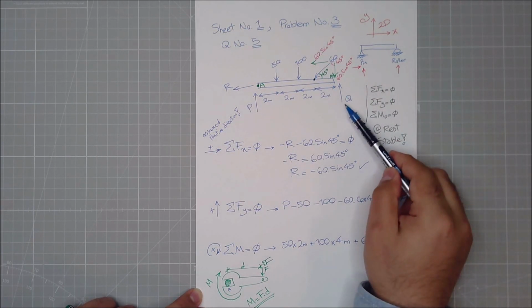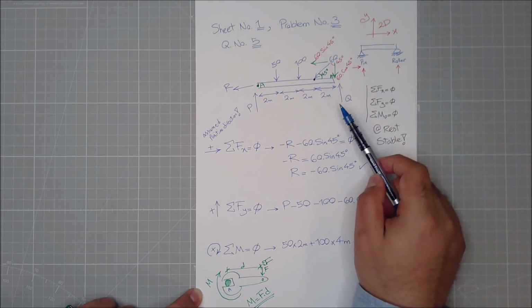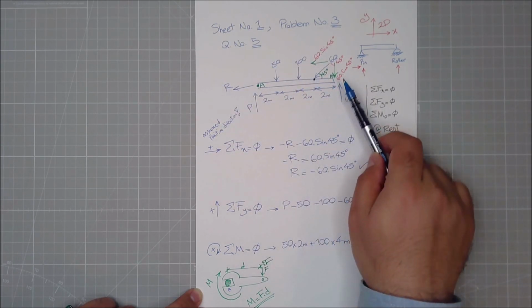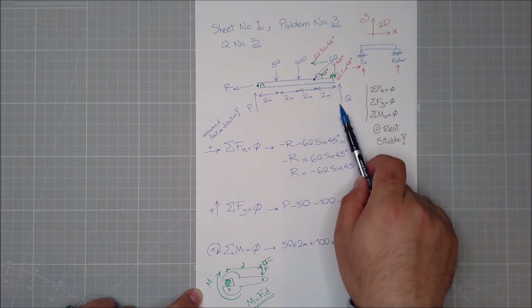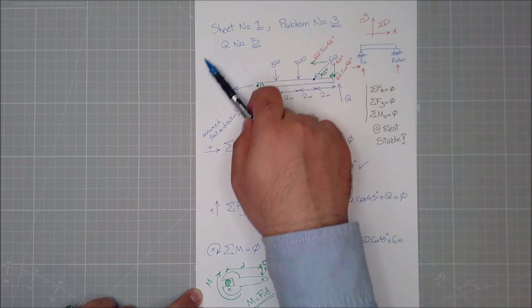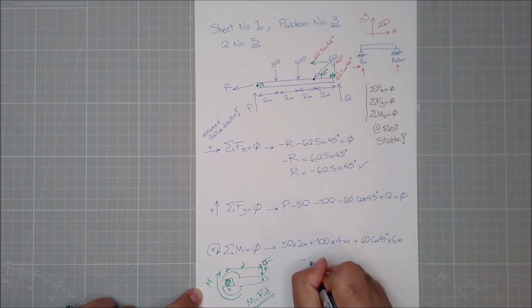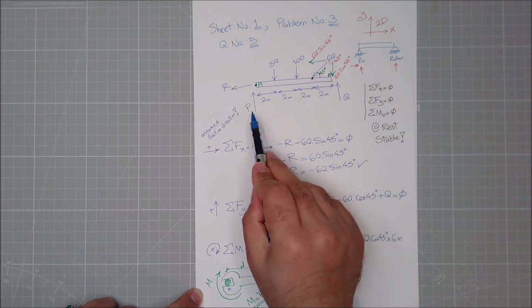There's another force left as well, Q. But now pay attention to Q. Q going around A, because the direction is opposite to these, goes anti-clockwise if it's applied to A. So it's negative Q times its distance, which is 8 meters.